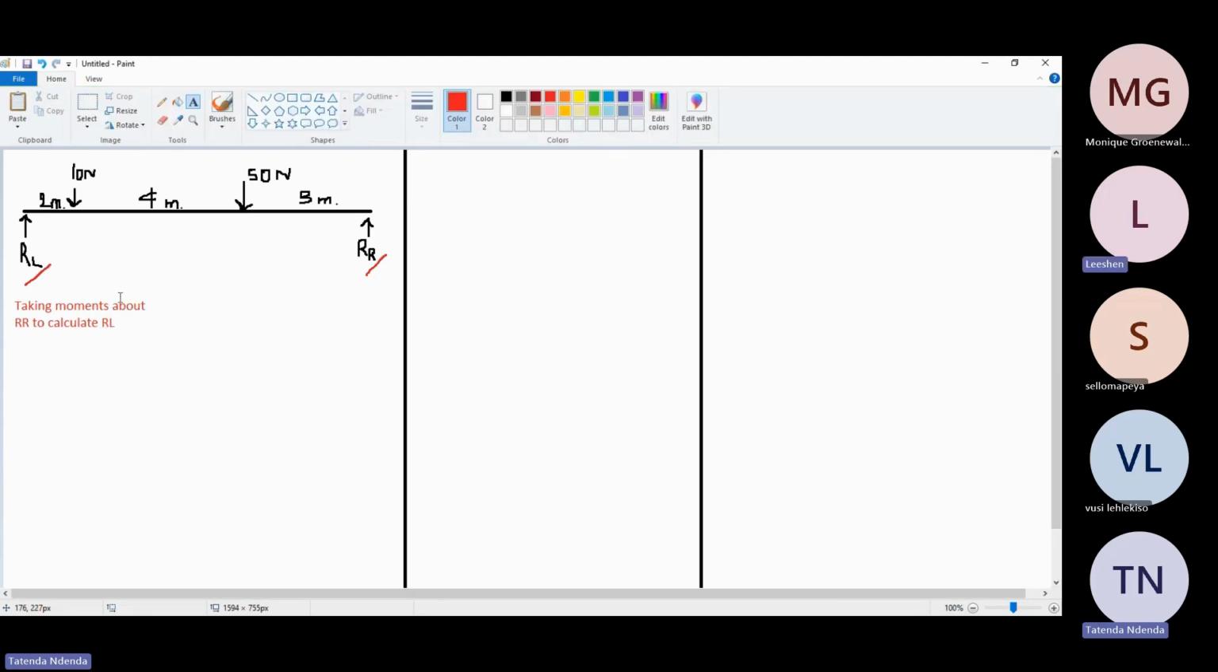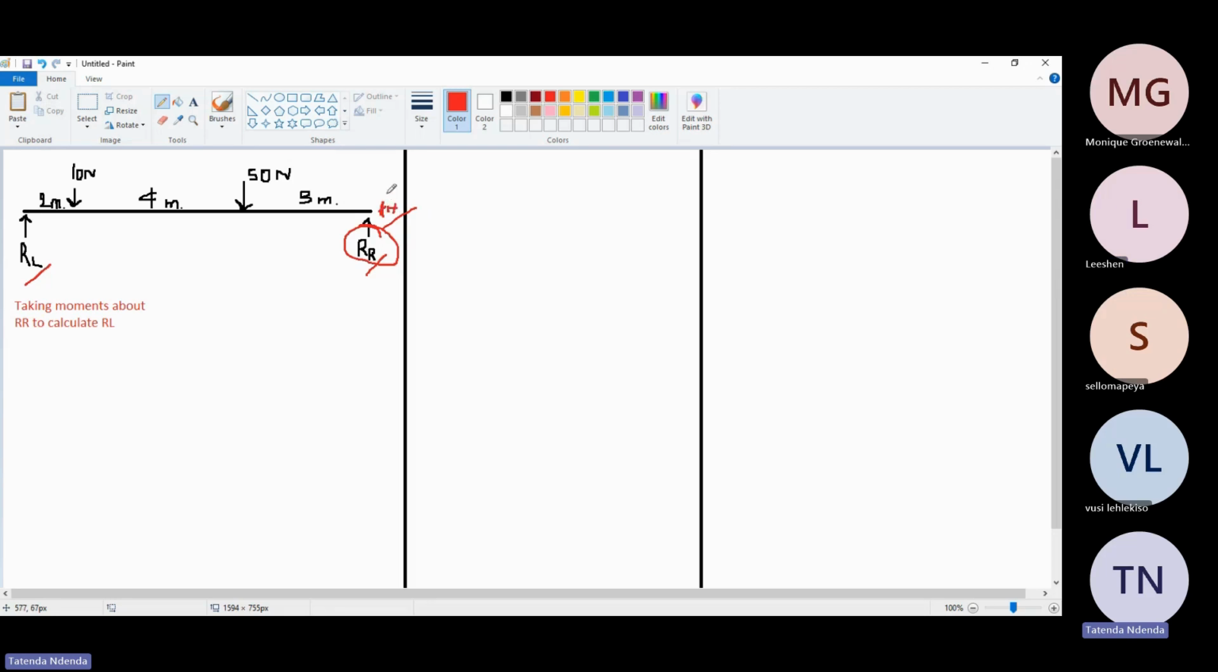Taking moments about RR to calculate RL. So Mr. Selo, since you didn't join us in the first part, here we are going to be explaining step by step how we did in the first stage as well. When we say taking moments about RR to calculate RL, our RR now becomes our fulcrum. This becomes the fulcrum of our beam, which is a fixed point.